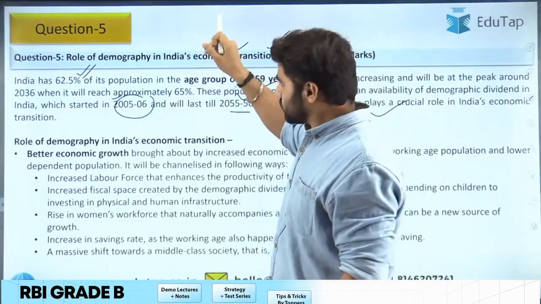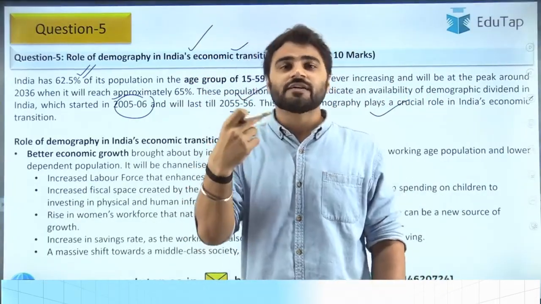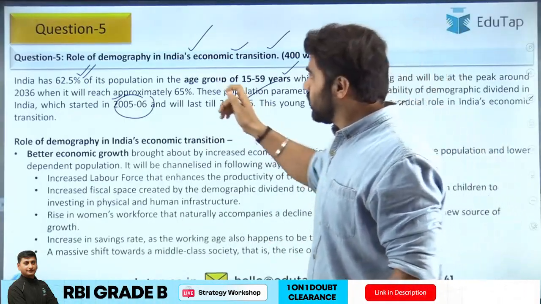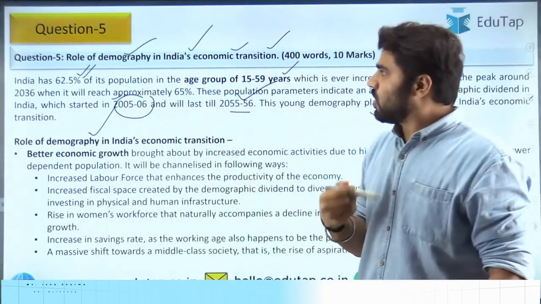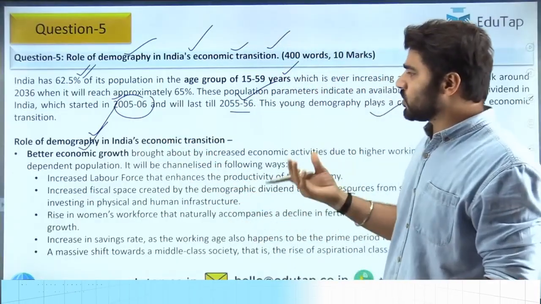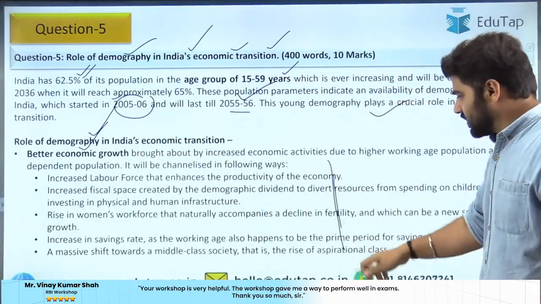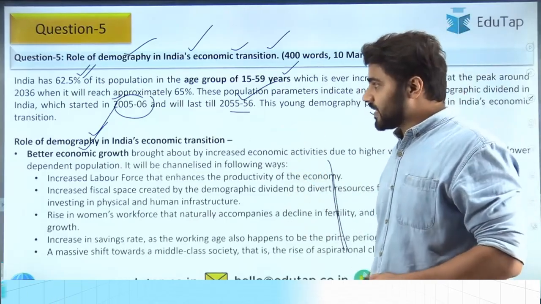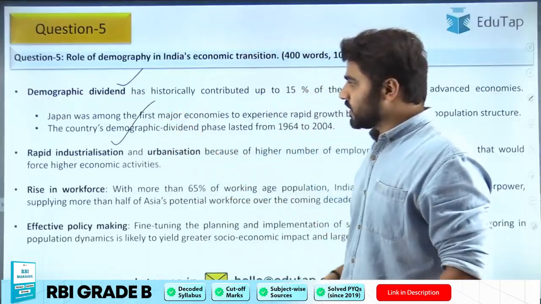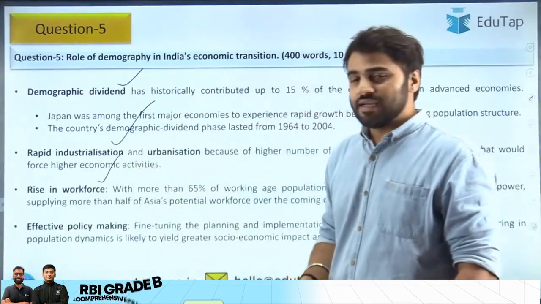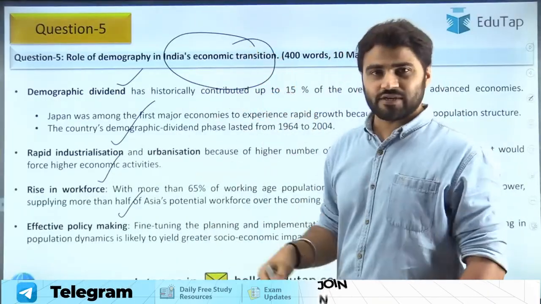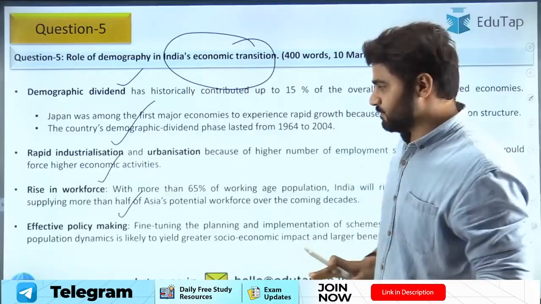So guys, this is kind of a direct question, but again you have to identify some micro questions inside this direct question also. And what can be the micro questions, that I am going to tell you. So first of all, you need to directly answer this statement, that is the role of demography in India's economic transition, right? So here you can see that they can play a crucial role in better economic growth. Here is the example of how they can participate in better economic growth. Then it is related to demographic dividend. It will be related to rapid industrialization. It is related to rise in workforce also. It is related to effective policy making. So these all will definitely help in India's economic transition, right? So this is the keyword in the question which you need to answer.